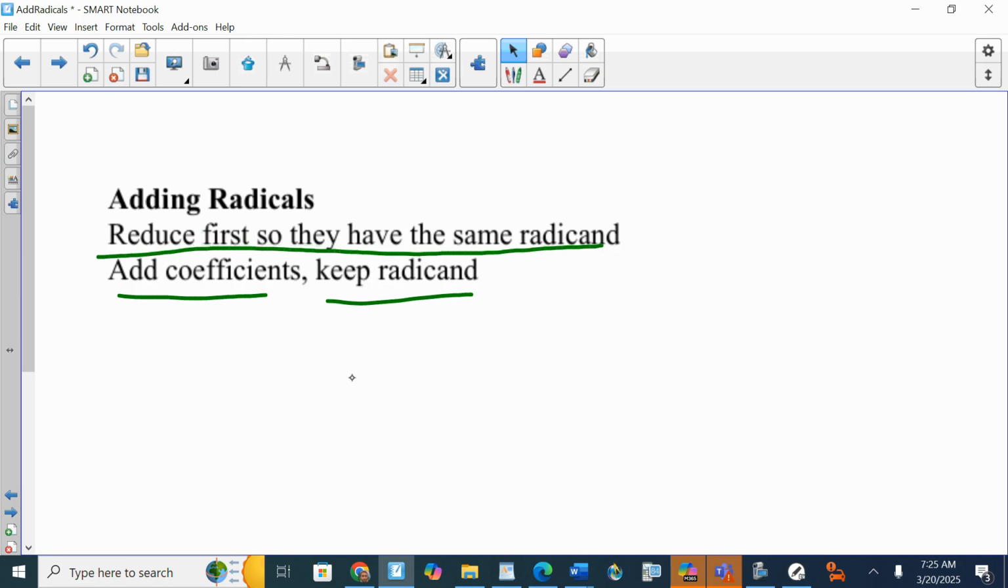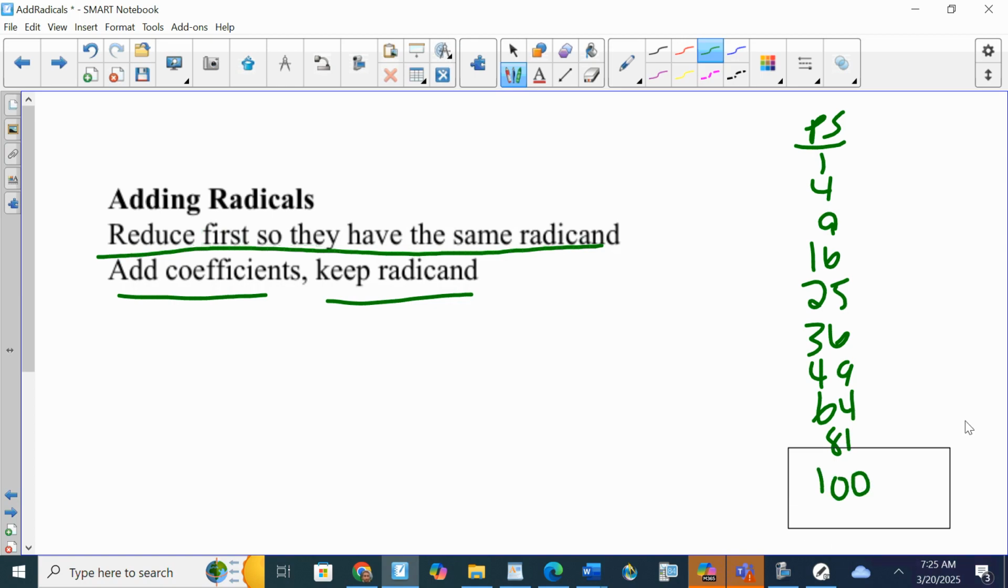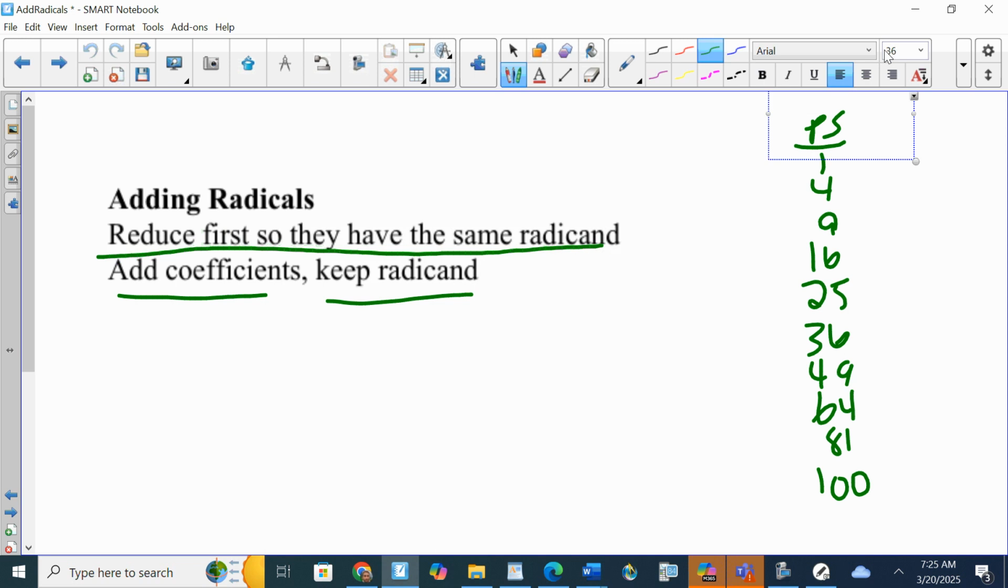So let's write out our perfect squares. 1, 4, 9, 16, 25, 36, 49, 64, 81, 100. And we're going to refer to those for each problem.